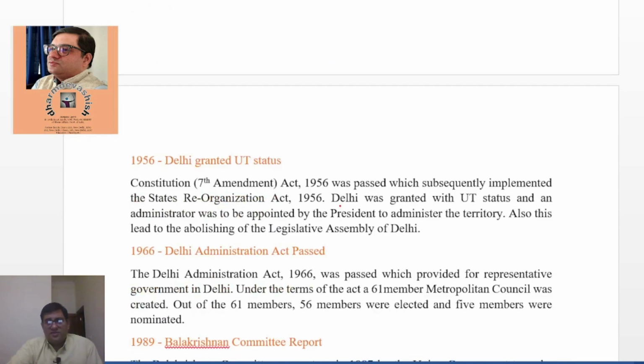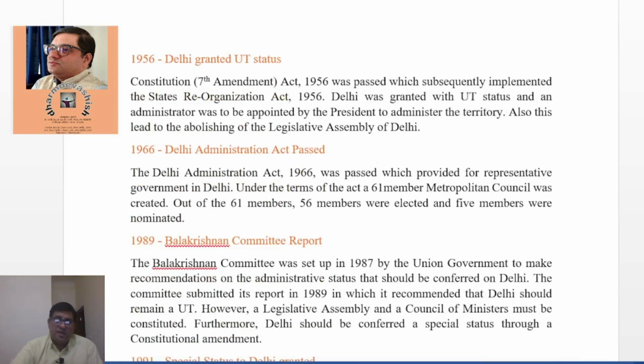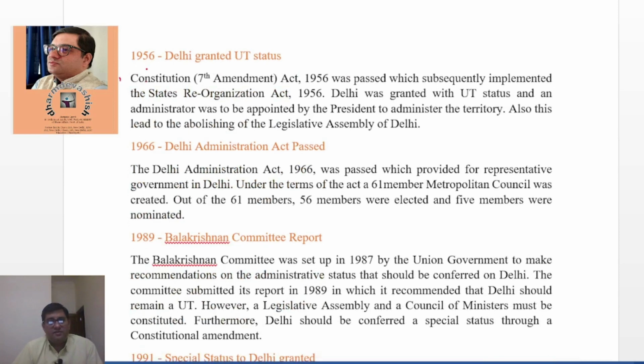Now, in the year 1956, Delhi was granted the status of being a union territory, and how did it happen? Because of the Constitution's 7th Amendment Act 1956 that we have seen in the previous video, if you recall, as well as the implementation of the State Reorganization Act in 1956. Now, Delhi was granted this UT status, and an administrator was to be appointed for the administration of the UT on behalf of the president. And who would be the appointing authority? Obviously, it would be the president. And this led to the creation of the UT status.